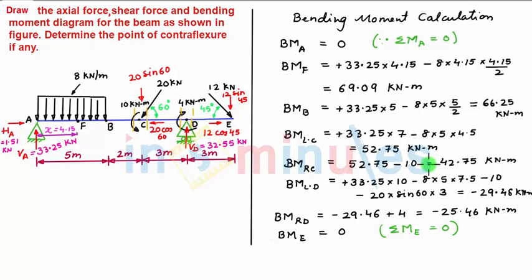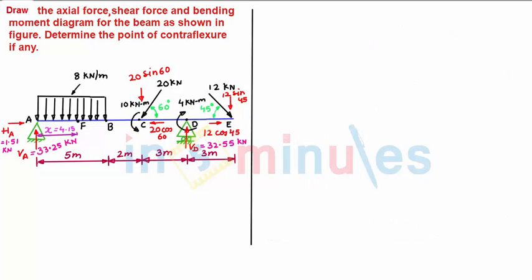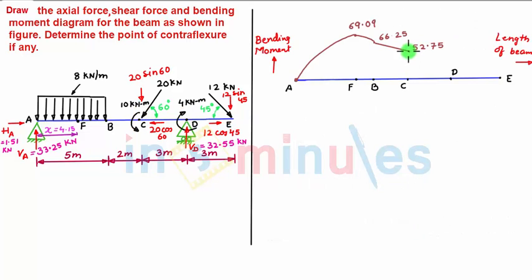The bending moment towards right of C is 42.75 kilonewton meter. So at point C, the bending moment is dropping down from 52.75 kilonewton meter to 42.75 kilonewton meter. So let me plot bending moment of 42.75 kilonewton meter again over point C, and let me connect it with a vertical line.